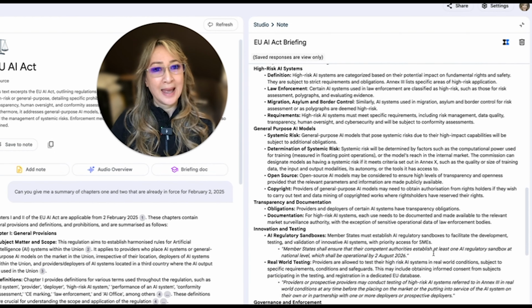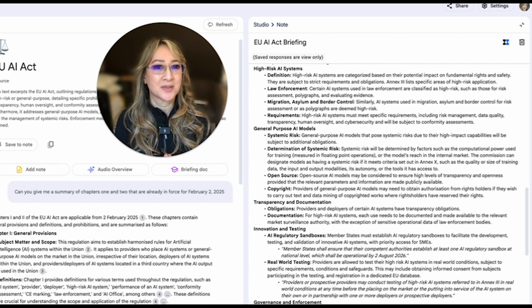And then the Act actually goes on to talk about high-risk AI systems. What's the definition?